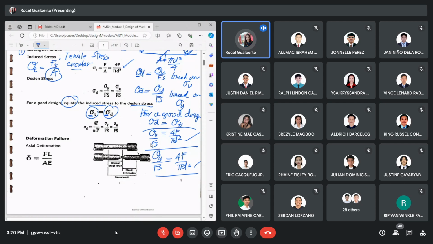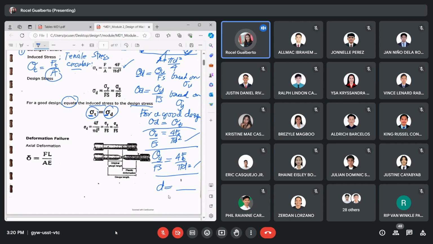And then you have here the factor of safety. In particular, this factor of safety will be taken from table 1.1. So, doon lang po natin yung kukunin. Dito naman po on the other side, on the induced stress, the tensile force, this tensile force is usually given. So, it is the diameter that is unknown. So, using these equations, you would be able to find the value of the diameter.